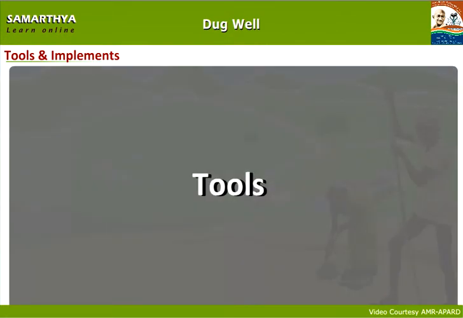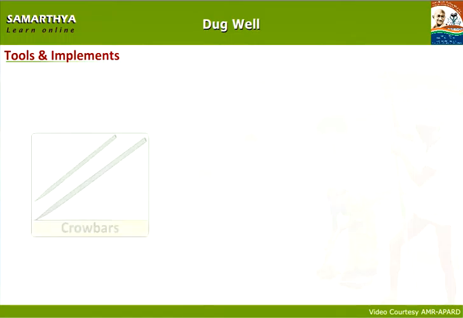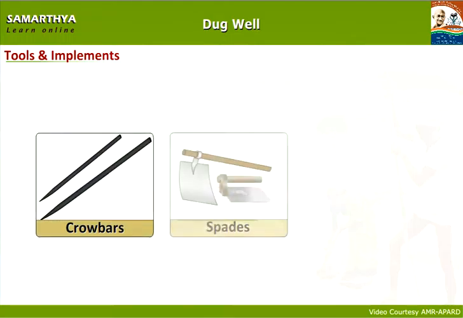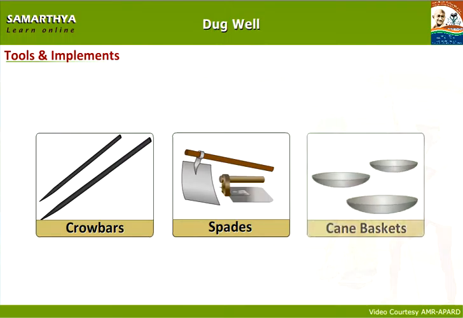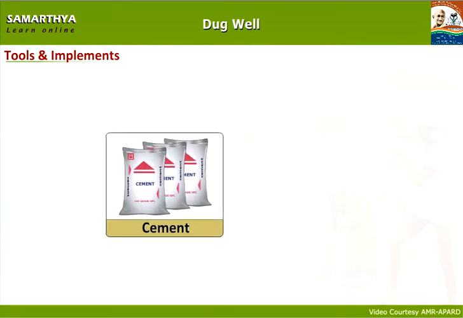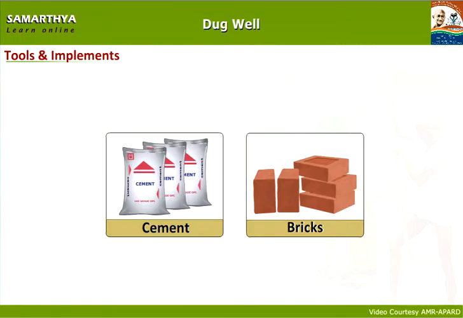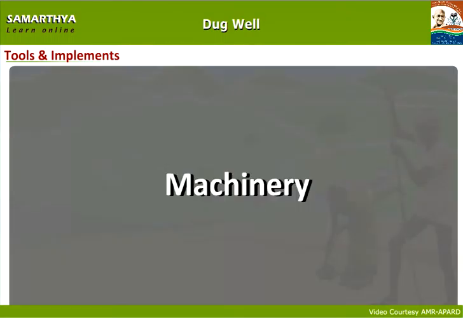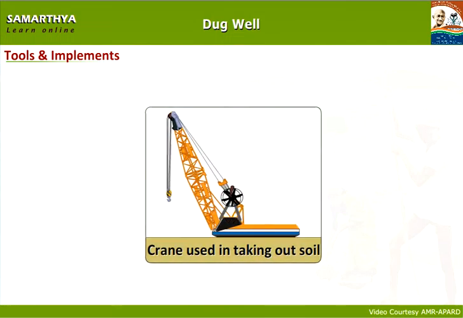The following tools are used for constructing open wells: crowbars, spades, cane baskets. The following items are used for constructing open wells: cement, bricks. The following machinery is used for constructing open wells: crane used in taking out soil.